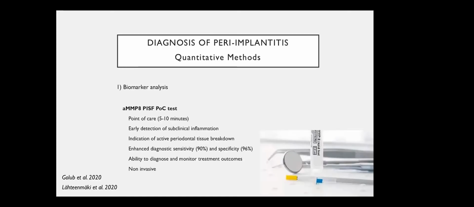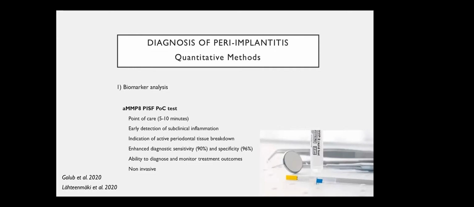So if we move on to the more quantitative methods, the first one is the idea of biomarkers. There are numerous biomarkers that are found in the saliva and the gingival crevicular fluid inside the mouth. And one of the biggest biomarkers at the moment is aMMP-8. aMMP-8 is a major collagen-lytic enzyme, and it causes active periodontal and peri-implant degeneration. So it's a really great biomarker that we can find in the saliva and the gingival crevicular fluid, and it will show us whether or not there's any type of collagen breakdown.